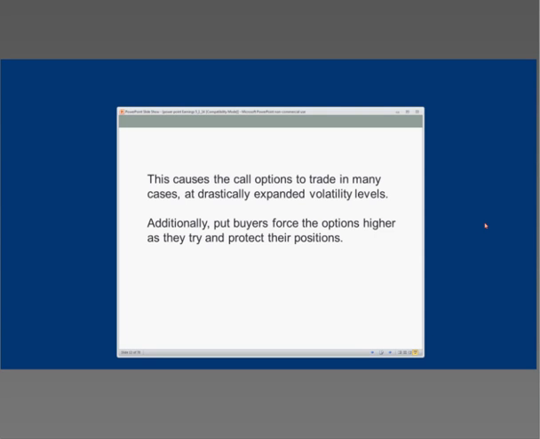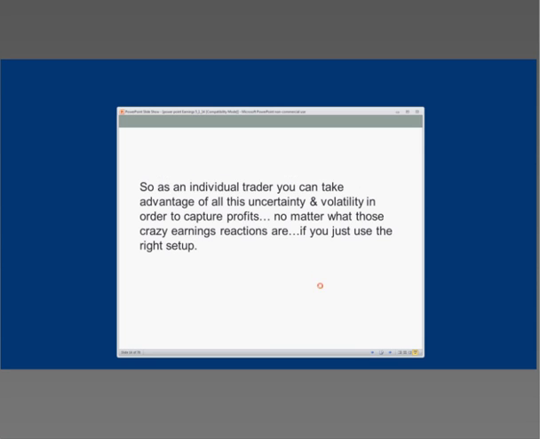Additionally, you also have the put buyers coming in, forcing the option prices higher as they try to protect the positions that they're carrying along. So you have all this hedging and maneuvering around, and it's all coming in a relatively short period of time. And this kind of activity is something that a trader should try to take advantage of. It's that uncertainty and volatility that can really lead to some great profits.